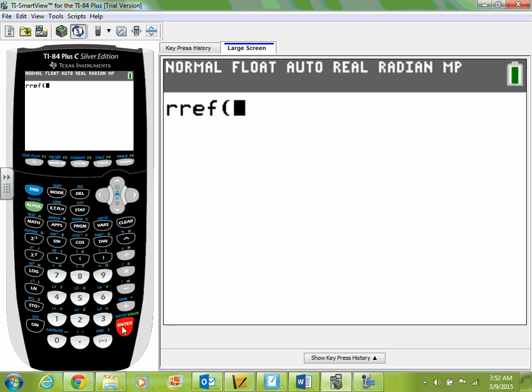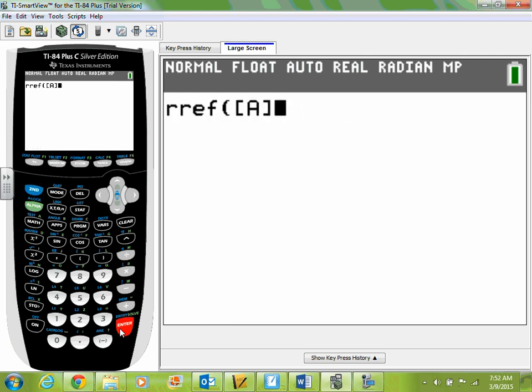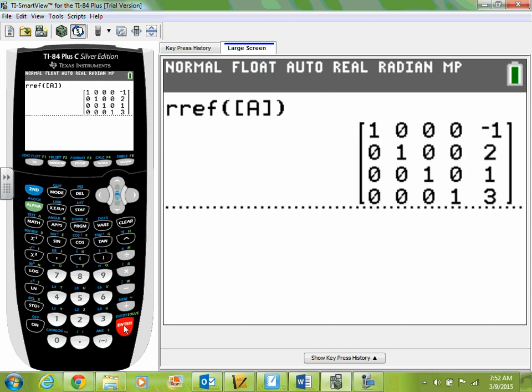So letter B, hit enter. Okay, so now on your screen you have RREF, and it's waiting for what it wants you to reduce. So you go back to second matrix, and then hit enter on your matrix. So matrix A will show up. Okay, once you have that entered into your calculator, you hit enter, and it will reduce your matrix for you. So you're now given a matrix in reduced row echelon form, and it's giving you your answers.